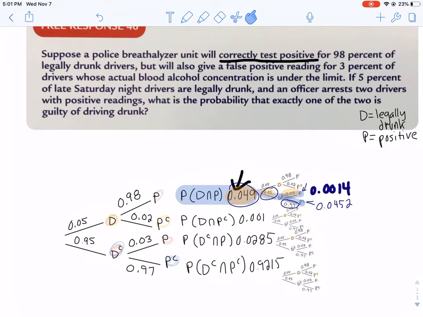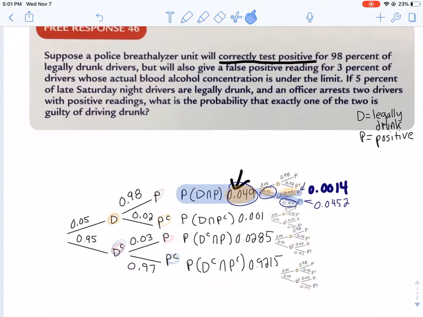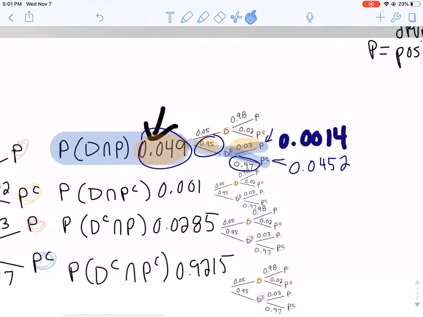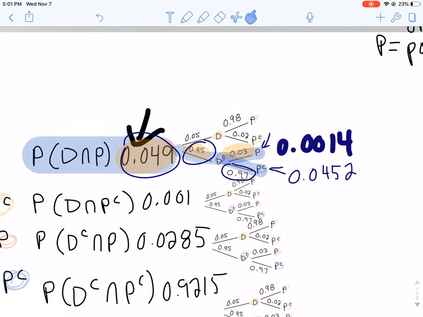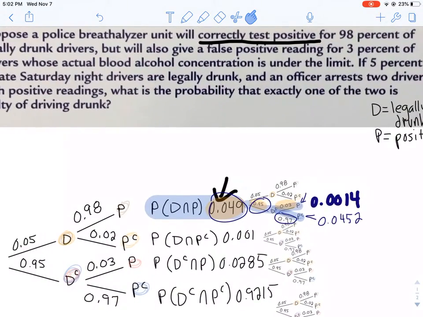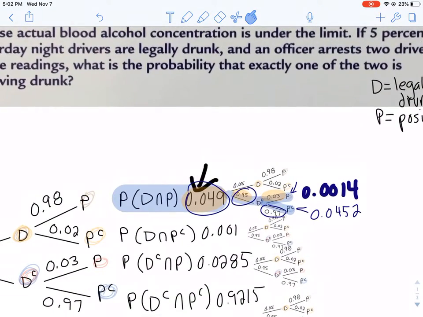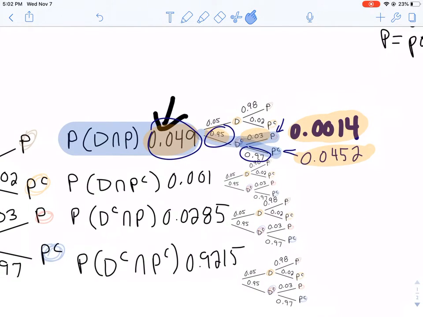So again, let's read the question. If 5% of late-night drivers are legally drunk, an officer arrests 2 drivers with positive readings. So we're only looking for drivers with positive readings. What's the probability exactly one of the two is drunk? So, this represents all the people in the case right now where one person is drunk and the other person isn't. Now I'm concerned with, let's see, in this case, I don't have to worry about this because all these people tested negative. I don't need this for my problem.